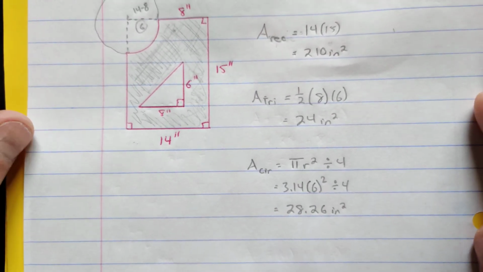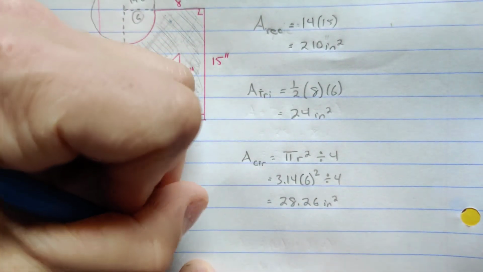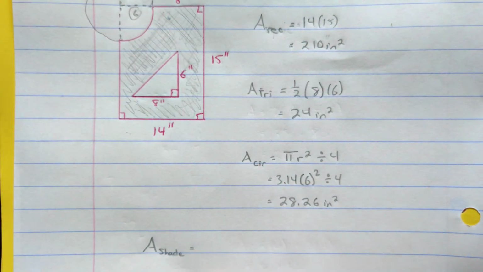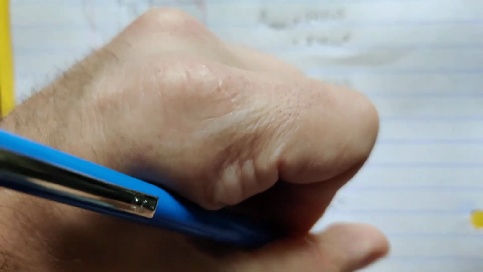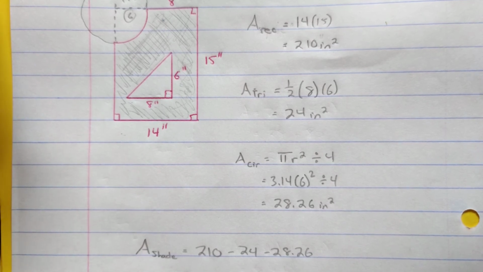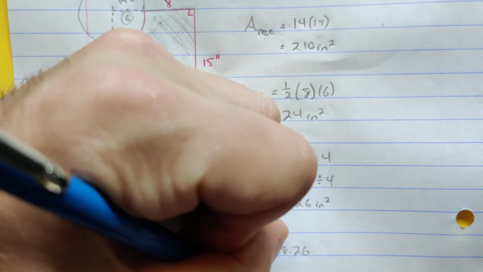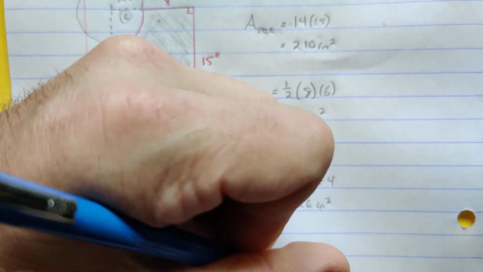All that work, and we're not done. We got one more step to go. The area of the shade is 210 minus 24 minus 28.26. Do all that. 210 minus 24 minus 28.26. And my handy dandy calculator says that it is 157.74 inches squared.